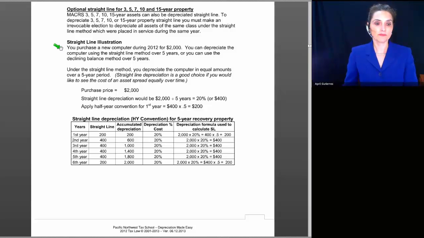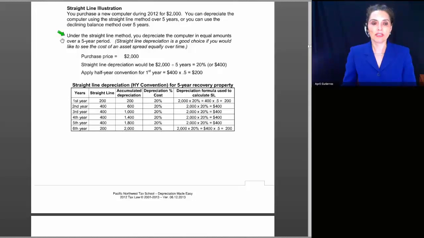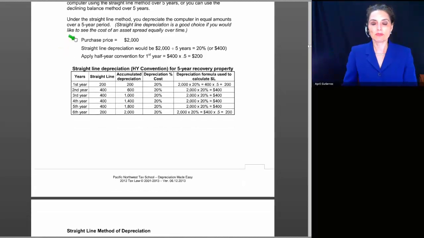So here's an illustration. You purchase a new computer during 2012 for $2,000. You can depreciate the computer using the straight line method over 5 years, or you can use the declining balance method over 5 years. Under the straight line method, you depreciate the computer in equal amounts over a 5-year period. Straight line depreciation is a good choice if you would like to see the cost of an asset spread equally over time. We have the purchase price that is $2,000 for this illustration.